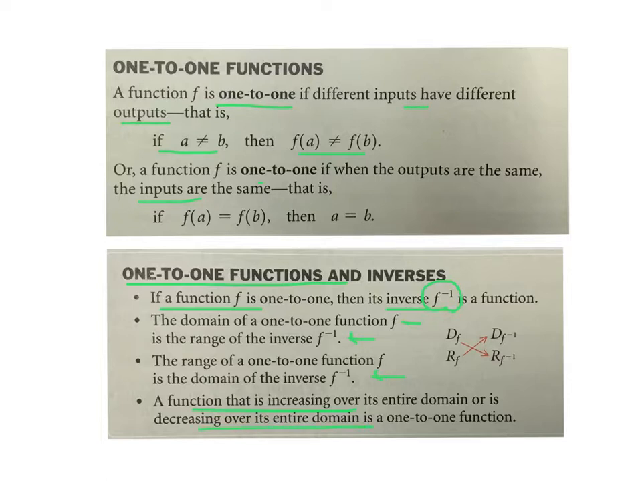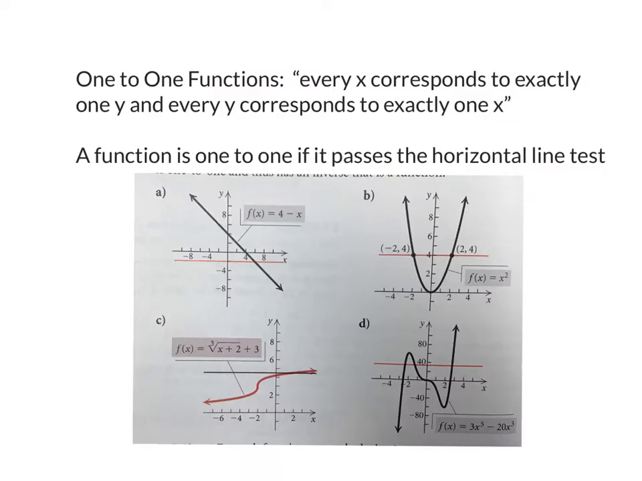if it's linear, or cubic, something like that, if it's increasing or decreasing, there are no hills or valleys in it. It's always one-to-one. You can tell by looking at the graph. A little more informal definition that I found: for one-to-one functions, every x corresponds to exactly one y, and every y corresponds to exactly one x. That's what makes it one-to-one.